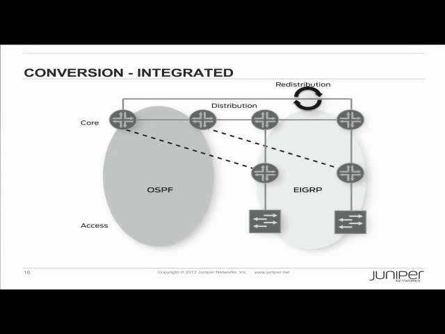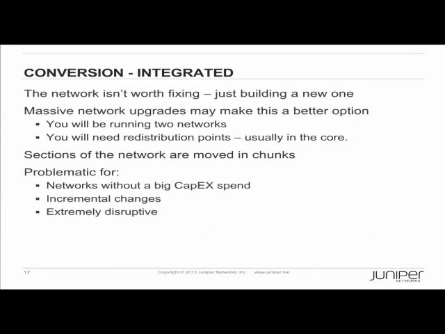Then finally, we'll talk about the integrated conversion model. And essentially what you're going to do is create a second network, and you're going to migrate pieces of that network over to the new network. So when is this a good idea, right? When is this type of model a good idea?